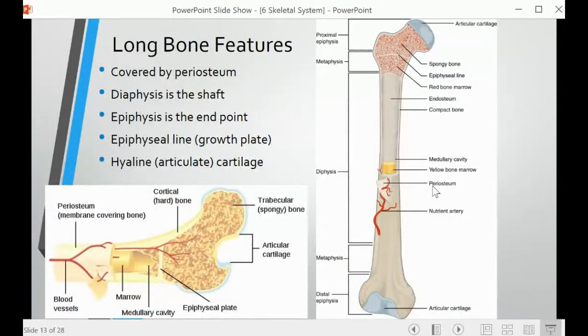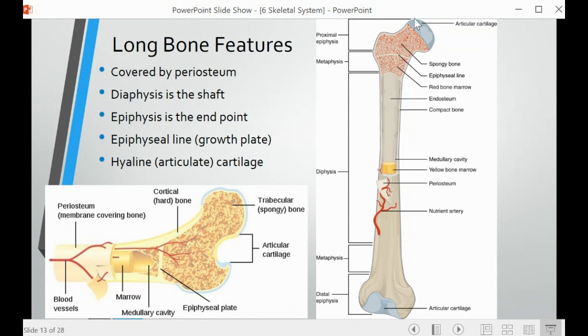So this is that long bone. Right? This one's actually a femur. Okay, so also a long bone. It's covered over by that periosteum. The diaphysis is the shaft. And then you might notice that there's an epiphyseal line. The epiphyseal line is another term for a growth plate. And that is actually going to get smaller as you grow larger.